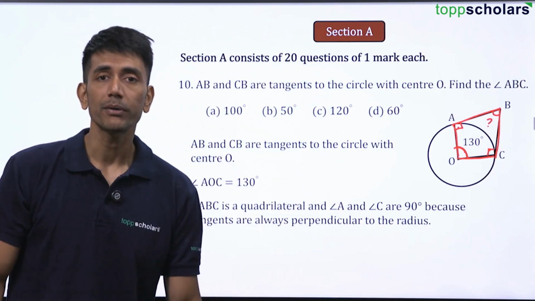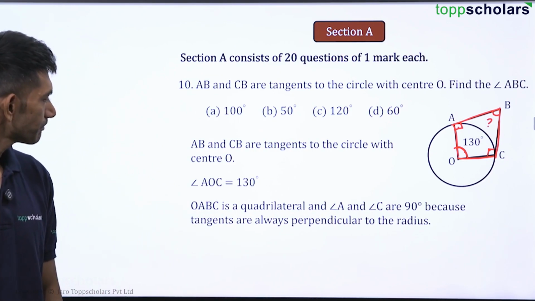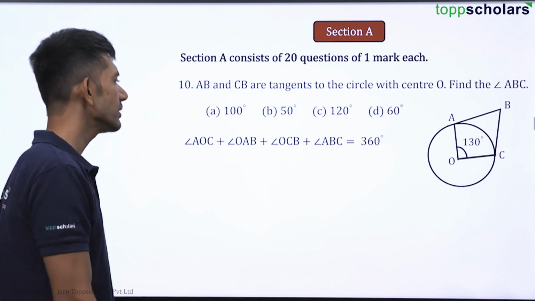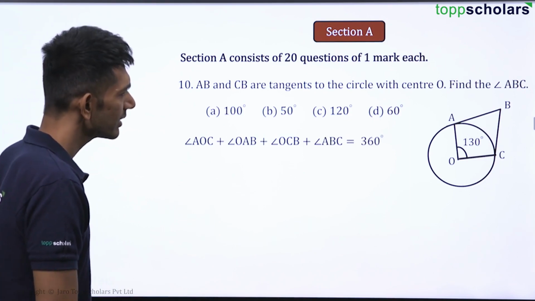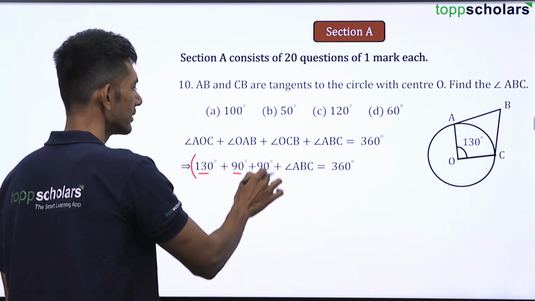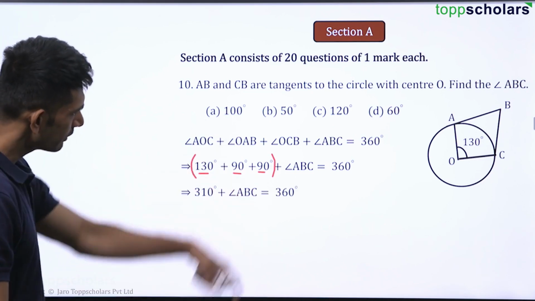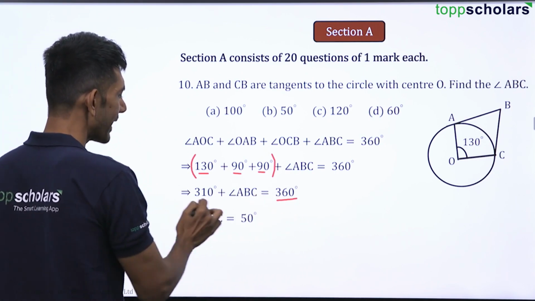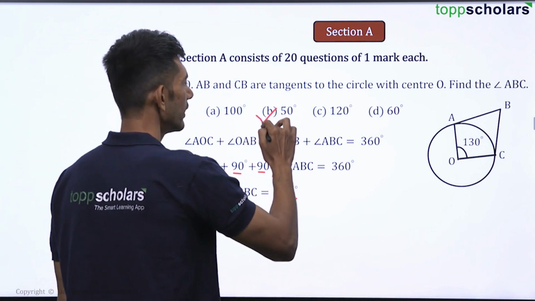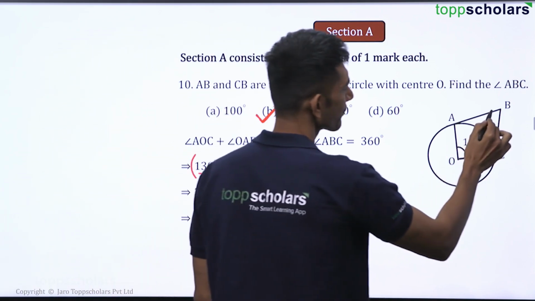Yes. Angle sum property of a quadrilateral. Sum of measures of all angles of a quadrilateral is 360 degrees. Correct? So sum of all the interior angles is 360. Then just add it. So AOC plus OAB plus OCB plus ABC is equal to 360. Put the values 90, 90, 130 plus ABC. Add this first. 90, 90, 180, 180, 130 is 310, isn't it? 310 will be shifted to the other side. Angle ABC is equal to 360 minus 310. That gives me 50 degrees. So which option is the correct option? Option B is the correct option. That is, the measure of angle ABC is 50 degrees.